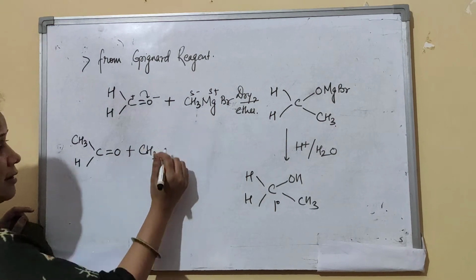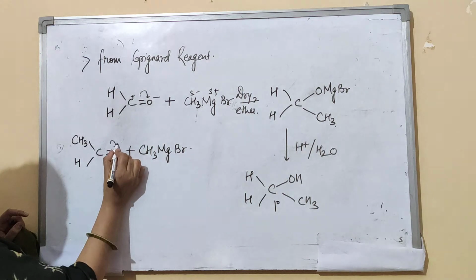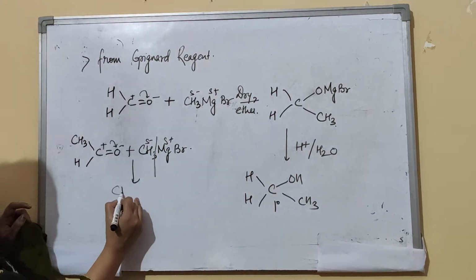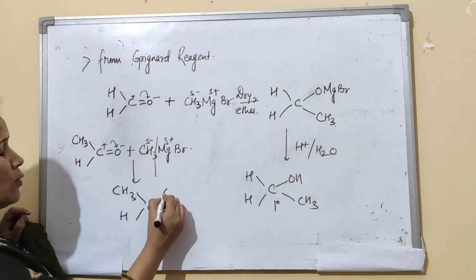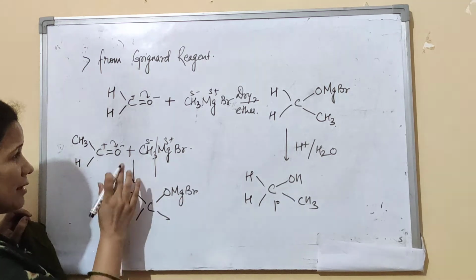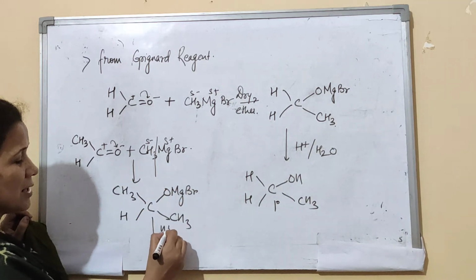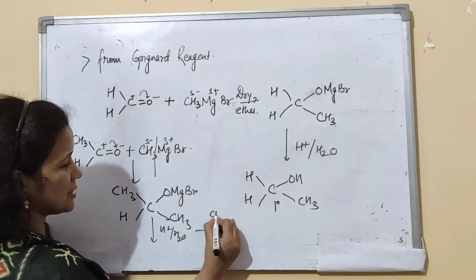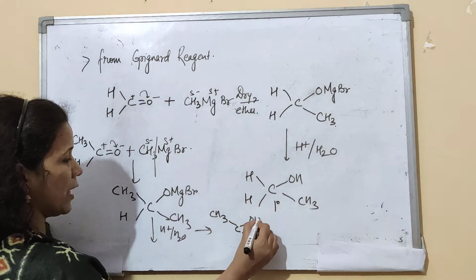So CH3MgBr. Now you add minus, plus. The rule is the same: plus and this is minus. CH3, this is H, this is C double bond O. And what gets attached on the O? MgBr. And then this CH3. You will do acidic hydrolysis. I'm writing the product here. So what's the product? CH3 C CH3 OH.